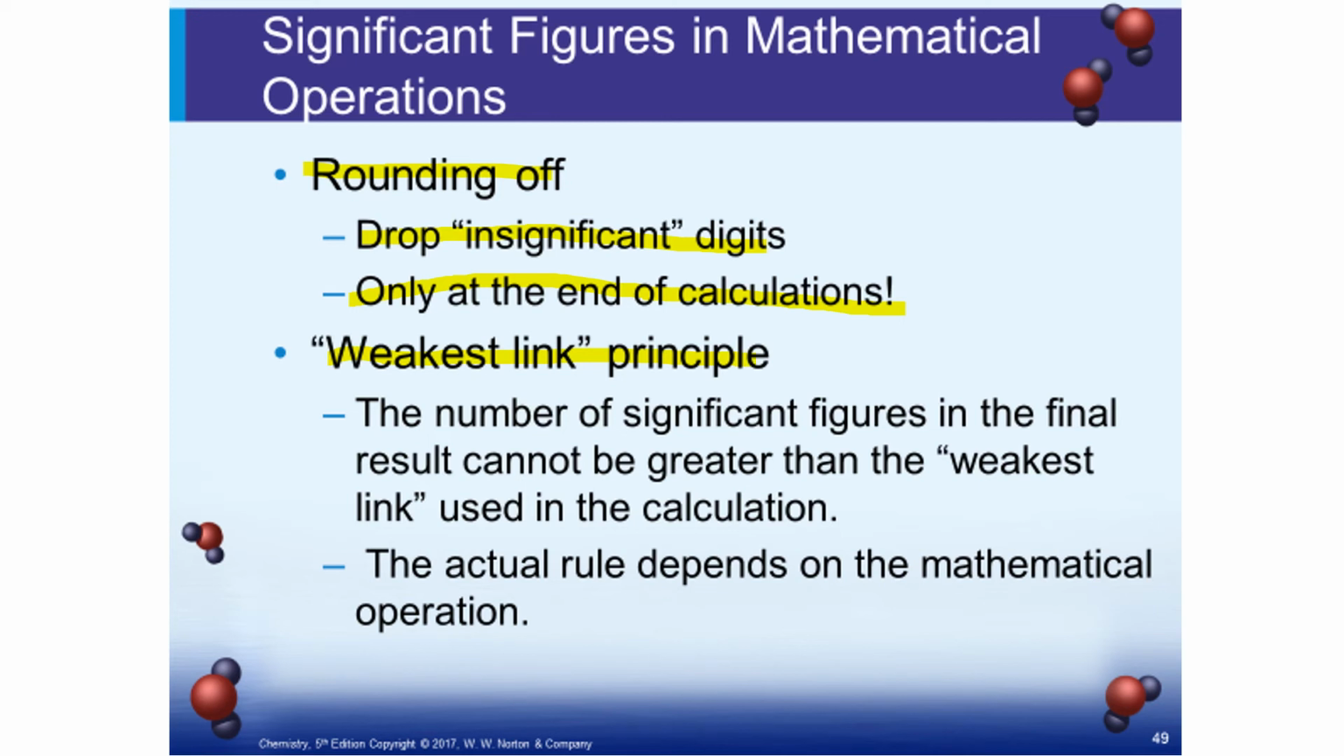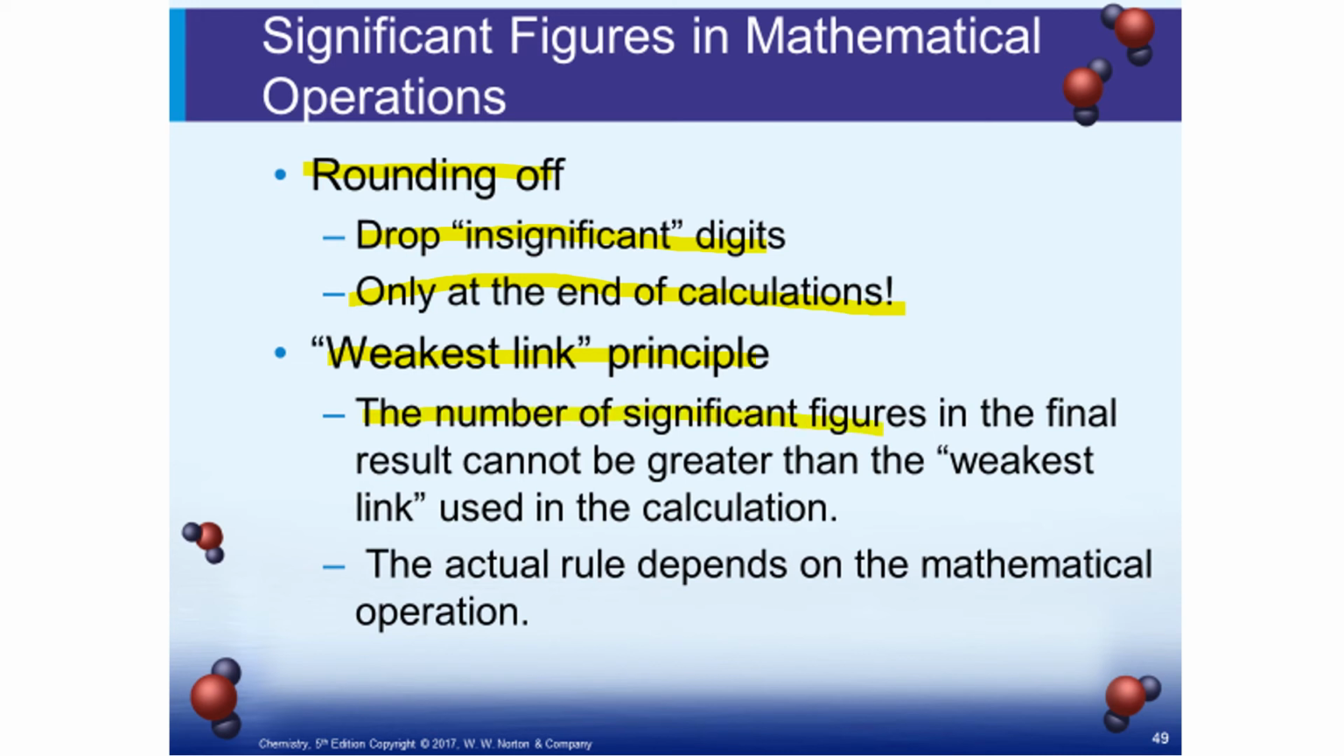And you may have heard of this principle in reference to a chain. You maybe heard the old saying, a chain is only as strong as its weakest link. And what that means is, no matter how strong the other links in the chain are, the overall strength of that chain is based upon whatever the weakest link in there is. That's where it's going to break. Even if the other links can hold a lot more, it just doesn't matter because it's going to break at the weakest link. That same idea, that same principle applies to our calculations and our significant figures.